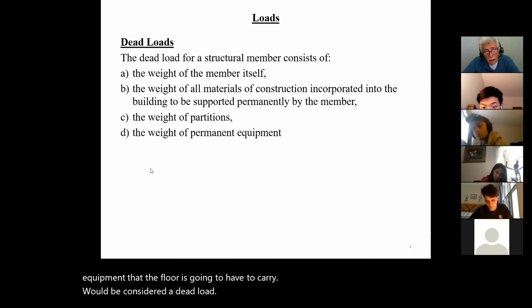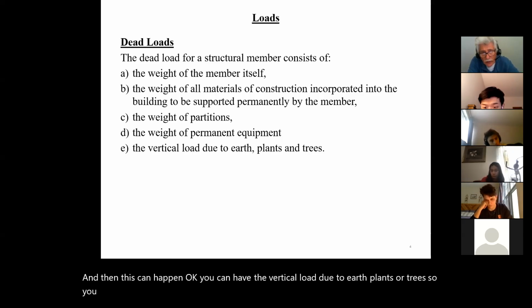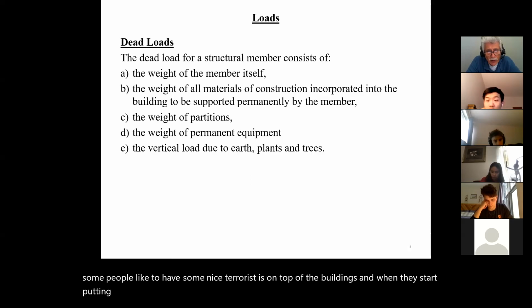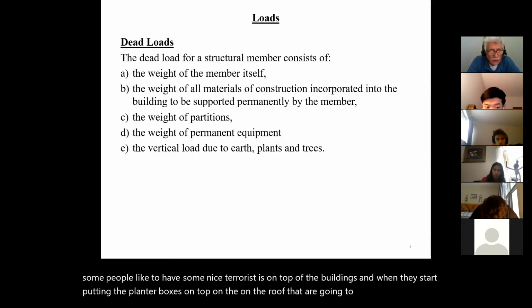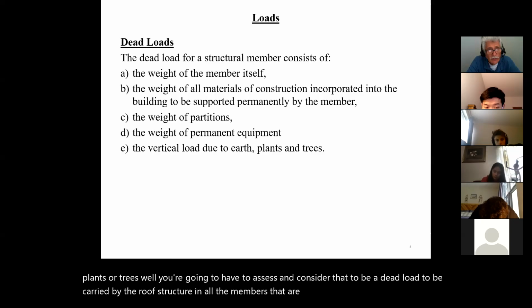And then this can happen, okay? You can have the vertical load due to earth, plants, or trees. Some people like to have nice terraces on top of their buildings, and when they start putting planter boxes on the roof that are going to eventually grow their plants or their trees, well, you're going to have to assess that and consider it a dead load to be carried by the roof structure and all the members that are supporting that terrace, okay?